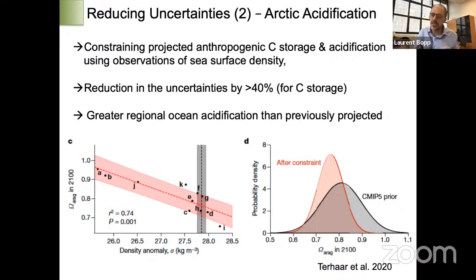So I guess this is a lesson. We have different models that may project key components or key variables with large uncertainties. We have ways, we have techniques to reduce these uncertainties. And this is a good example. And this technique is what we call emergent constraint.